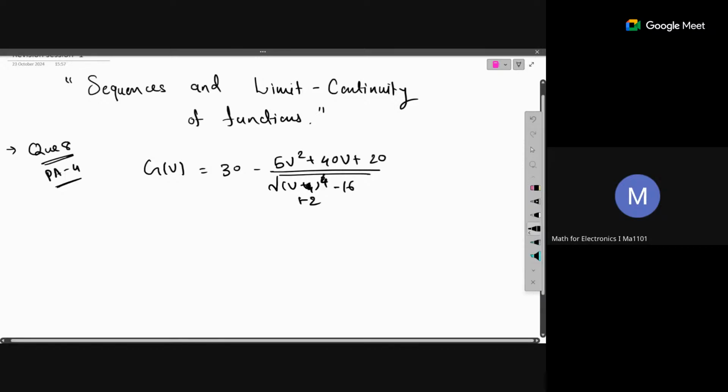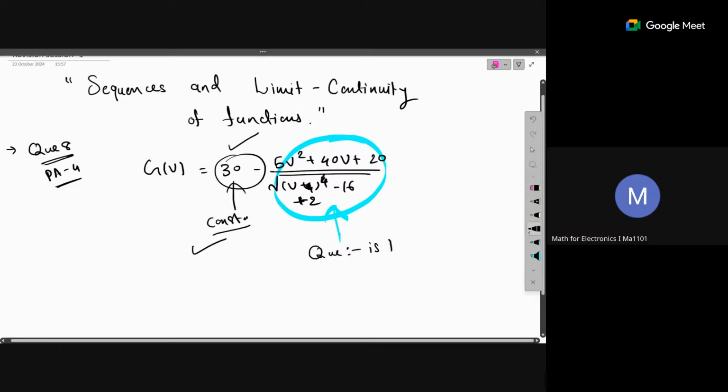So this function is also some combination of linear function and rational function, right? This is a constant function, and a constant function is always continuous, so we don't have to bother about this term. Now the only thing we have to check is whether this function is continuous or not. That is the question.